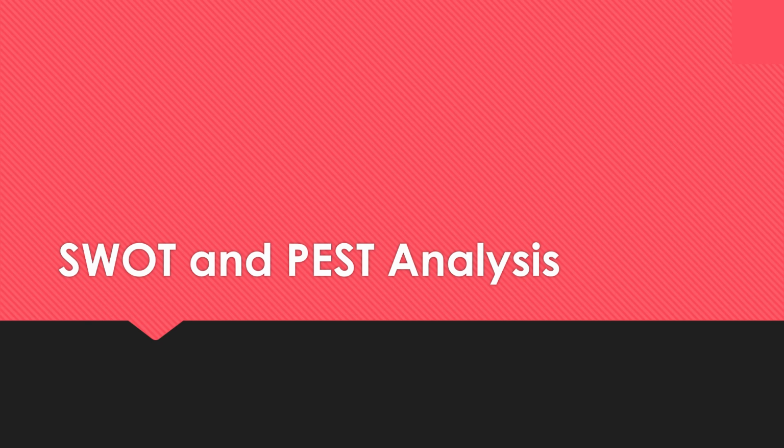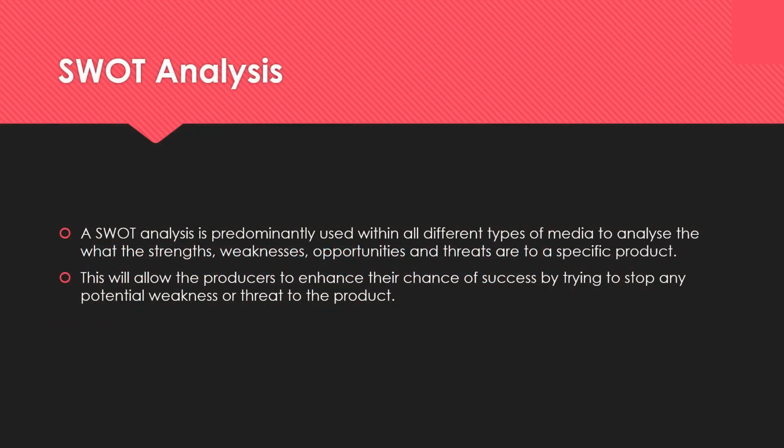Another reason for carrying out research is to gather some advantages and disadvantages for the production of a particular product. And two methods that you can use for this are SWOT and PEST analysis. SWOT analysis is predominantly used within all different types of media to analyse what the strengths, weaknesses, opportunities and threats are for a particular product. Basically it gives the producers the chance to change their mind or to enhance their success by getting rid of any potential weaknesses, but also to exploit any opportunities that might arise.